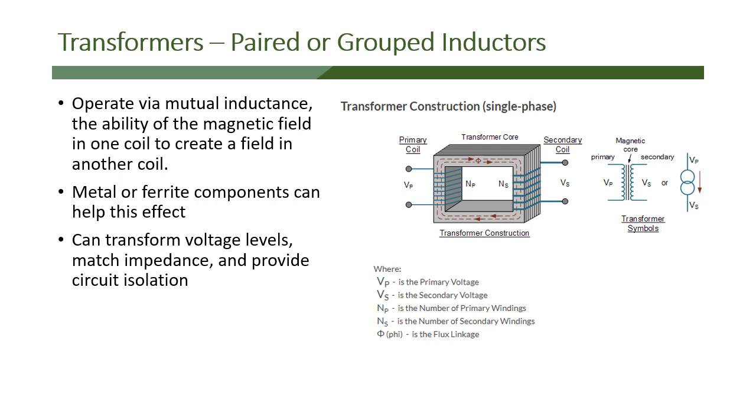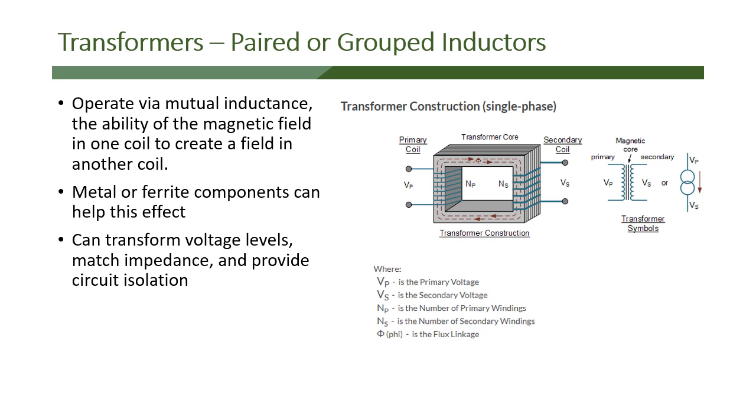The primary coil actually may be wrapped next to the secondary coil, but they're insulated, so they have no electrical connection between the two of them. You can see that in the schematic symbol on the right, where the primary circuit does not physically come in contact with the secondary circuit. The way this operates is through mutual inductance, the ability of a magnetic field in one coil to create a field in the other coil.